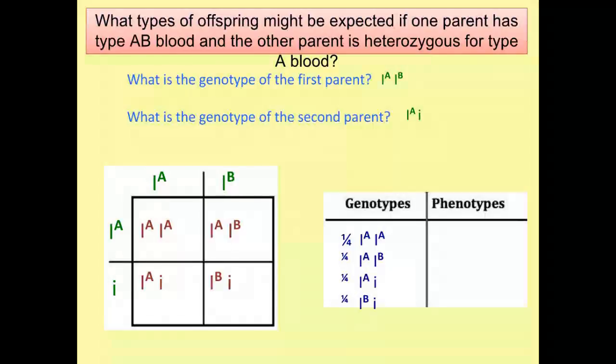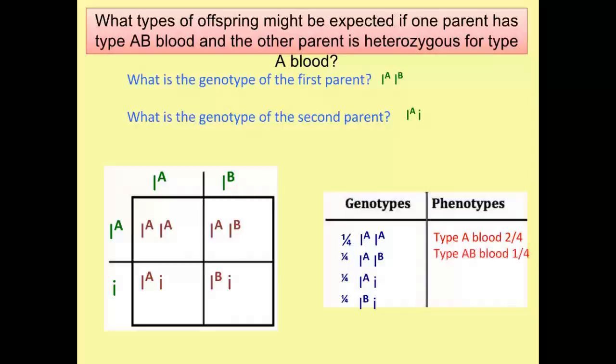So then you have to say, well, what does that mean for the phenotypes? So notice there are 2 types that would end up in type A blood. The 2 big A's would give you type A blood, and you would also get type A blood from I^A little i. You would have 1/4 possibility of having type AB blood because you do have the I^A and I^B. And then the only other possibility that you could have with I^B and the little i is that that person would have type B blood.